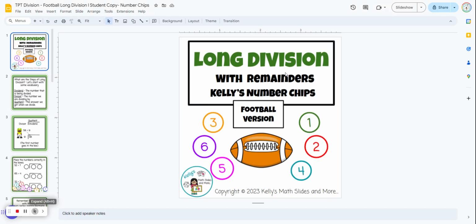Long division with remainders using number chips. This is the football version, and this walks students through the steps of long division using these number chips. And it's a lot of fun for the students. They can move these numbers around their screen in order to solve the division problems.